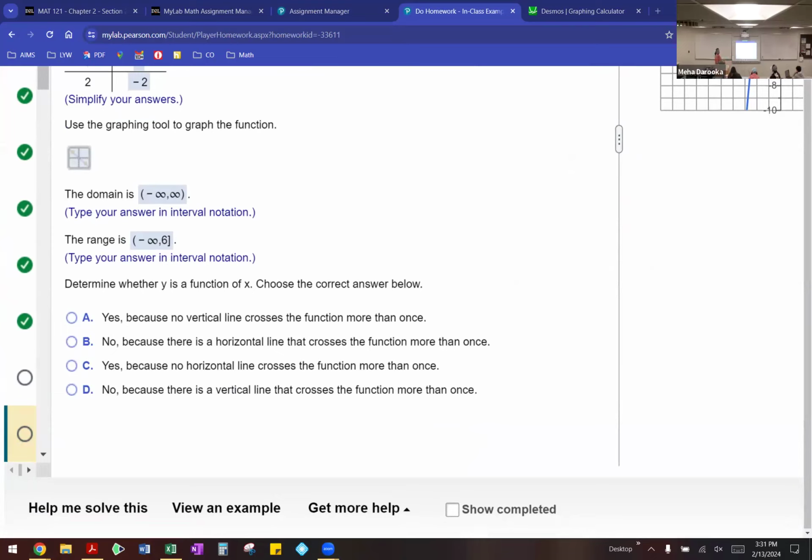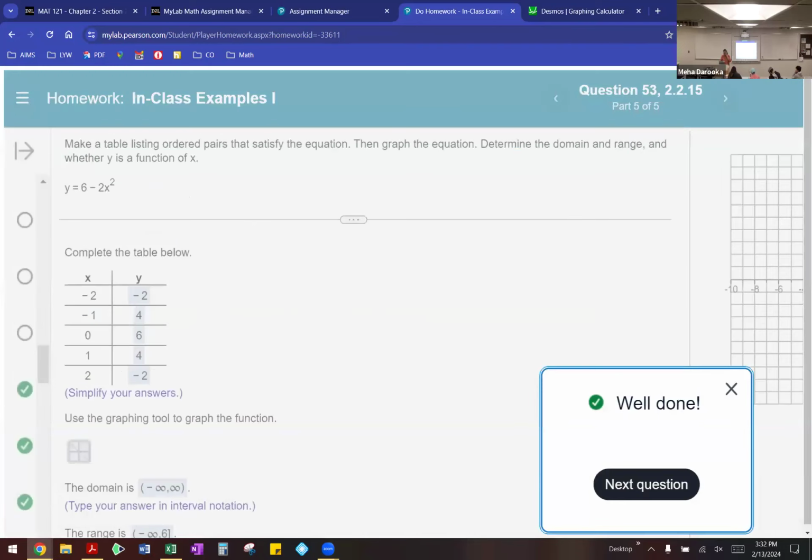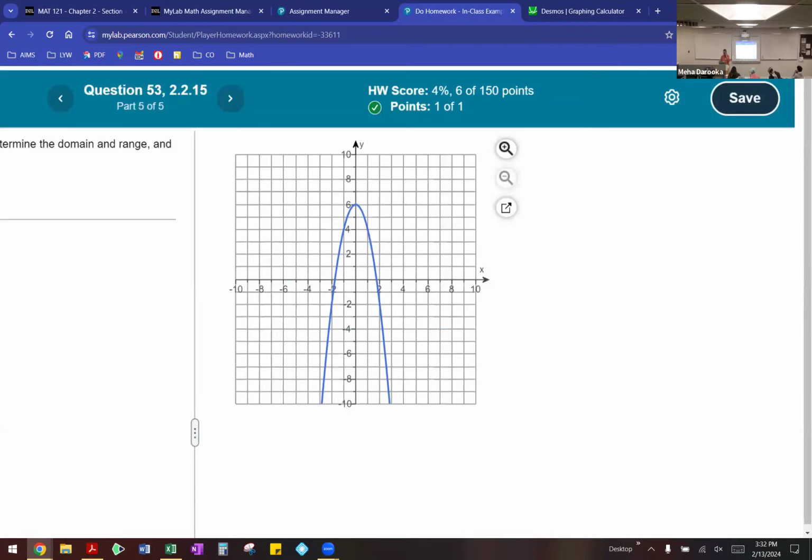Okay, how many of you go with option A? A says, yes, it's a function because no vertical line crosses the function more than once. Yeah, but horizontal is up and down. No, a horizontal would. Sorry, dyslexia. And that's okay. We're talking vertical line test, right? Because the vertical line test helps us determine if it's a function or not. So yeah, it's going to be option A. Let's check that and that looks good.